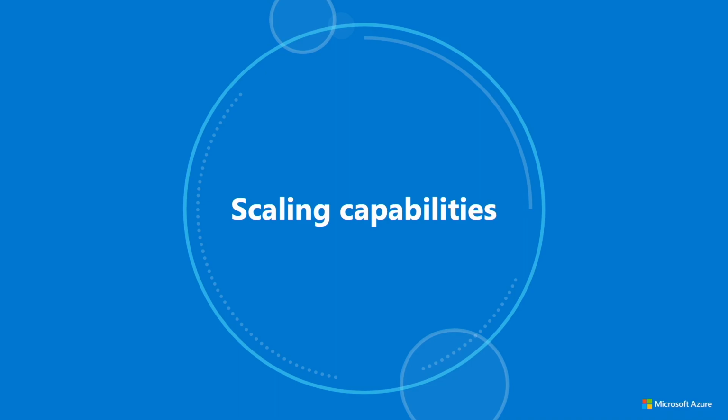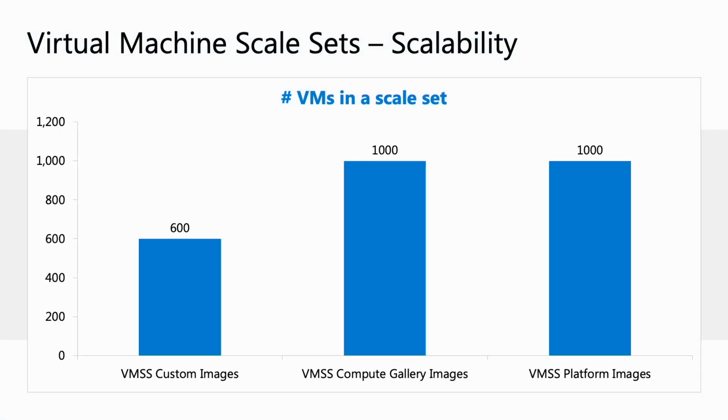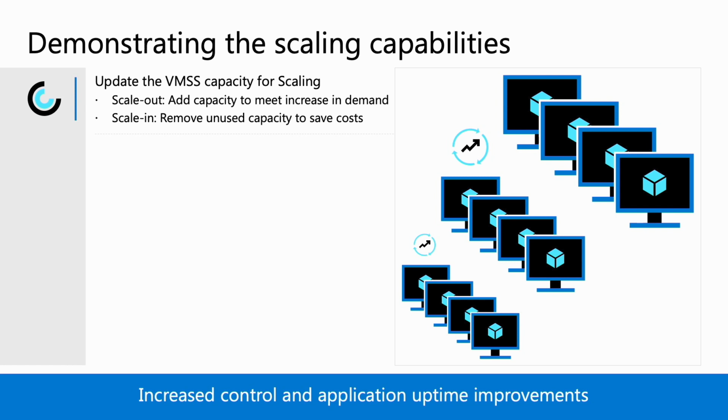All right, here's a quick reminder that with VMSS, you can deploy up to 600 VMs using custom images and up to 1,000 VMs using compute gallery images or platform images. Now, the simplest way to scale out or scale in your VMSS is by updating the capacity of your scale set. We'll look at the details of how to do this using Portal.